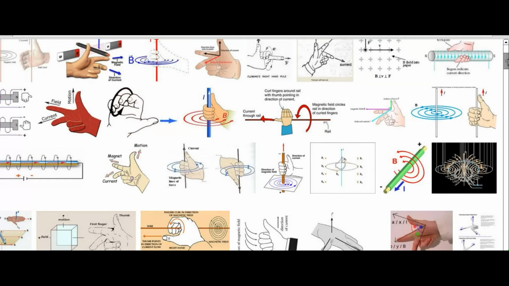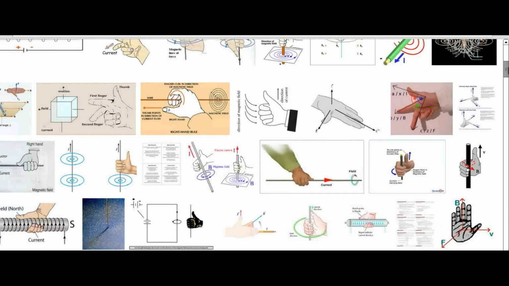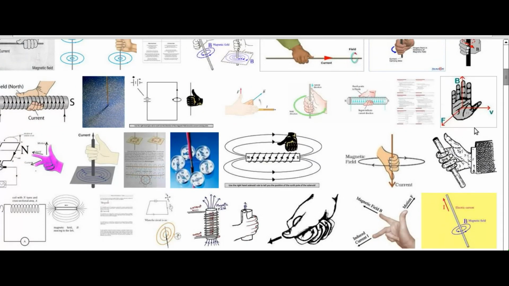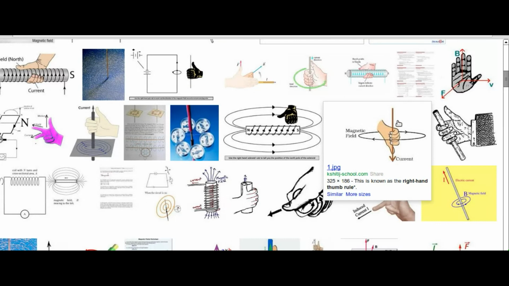Similarly, let us find the direction for another case. Here the current is going down, so now my thumb is pointing down. If I want to curl my fingers around the wire while my thumb is pointing down, I have to curl my fingers in a clockwise direction. So if the current is flowing down, then the magnetic field around the wire will be in clockwise direction. This is how to find the direction of the magnetic field.